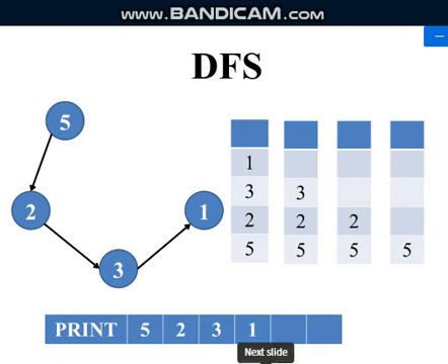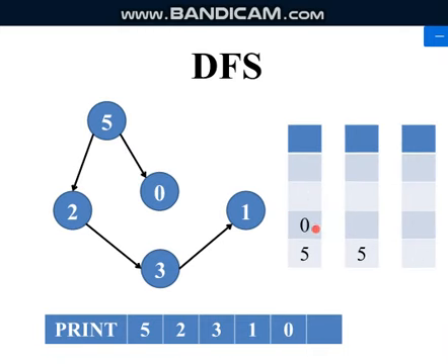So let us see if we have. Yes, from 5 we have 0, so put that 0 onto the stack. So from 0, do you have any other node? Sorry, is any other node adjacent to 0? So no, there is no node adjacent to 0, so remove that 0 from the stack.